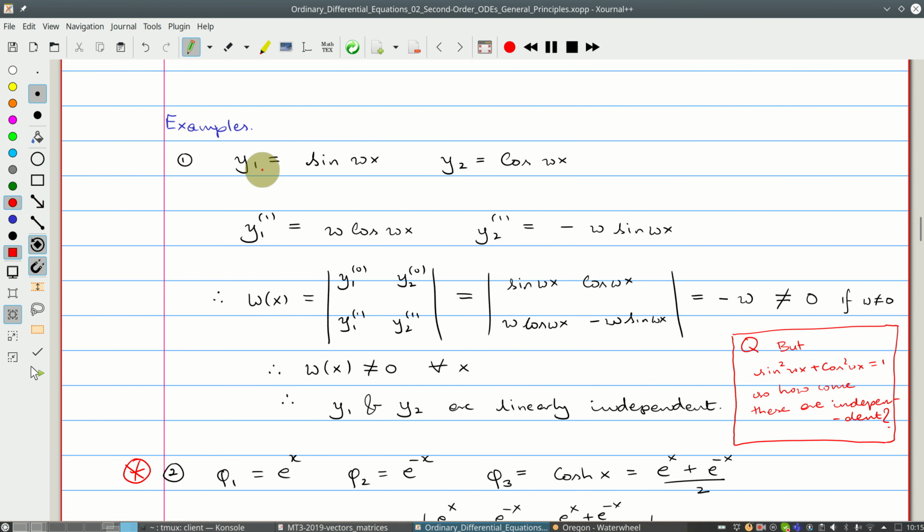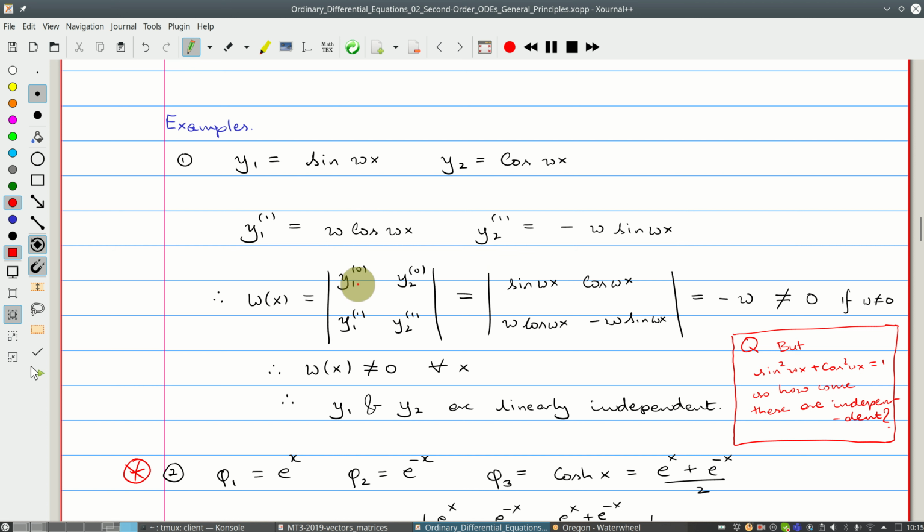We take two functions. y1 is sine of omega x, and y2 is the cosine of omega x. The first derivative of y1 is omega cos omega x. The first derivative of y2 is minus omega sine omega x. We can construct the Wronskian. Since we have only two functions here, we differentiate once only, and we get a 2 by 2 determinant.